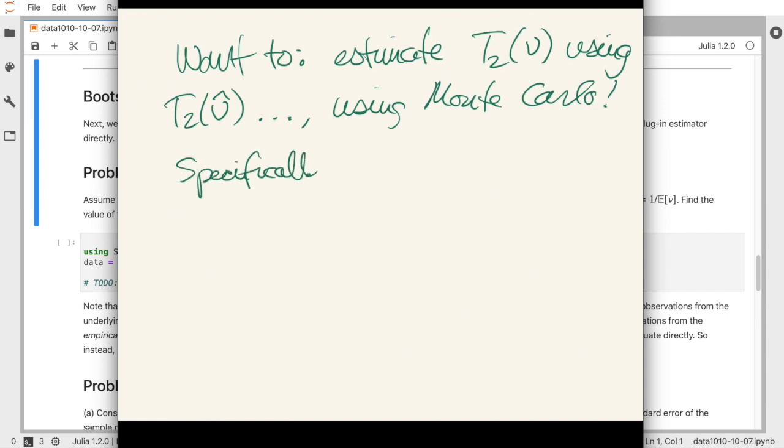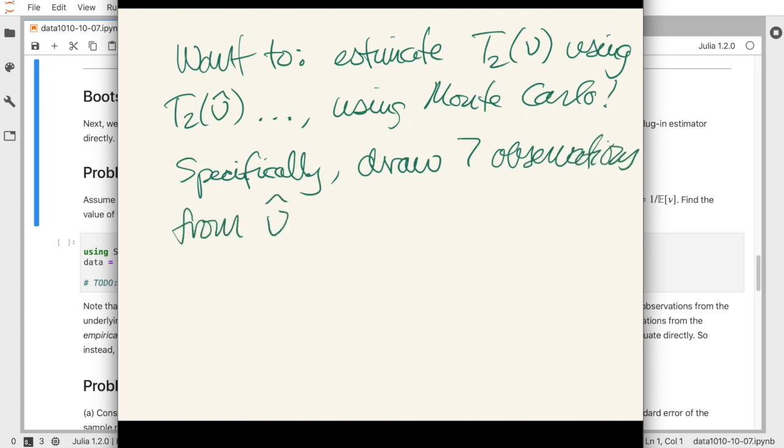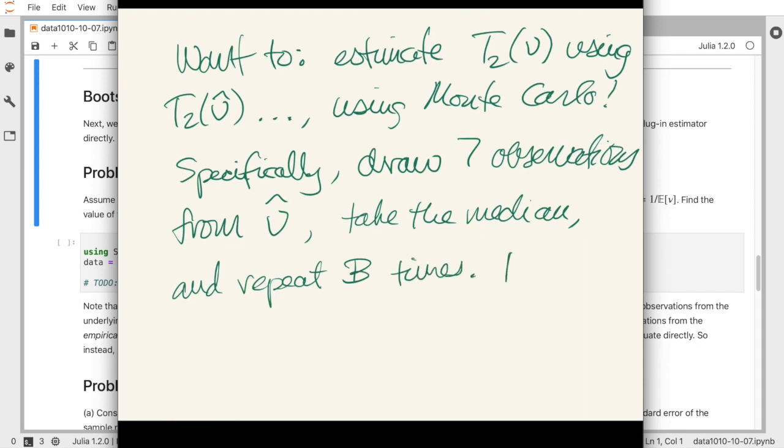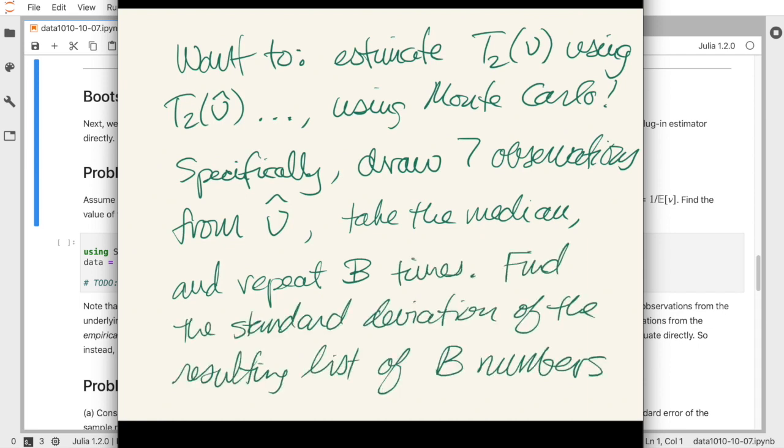So following that idea, we'll draw 7 observations from the empirical distribution, which amounts to the same thing as just drawing 7 observations uniformly and independently from those 7 observations that we have. So we're not going to take all 7 of them necessarily because we're drawing with replacement. An independent draw from a discrete distribution has a positive probability of producing the same value twice. So when we draw 7 observations from the empirical distribution, we won't be just reproducing the same data over and over again. So we repeat that procedure b times, where b is typically some large number, and then we find the standard deviation of the resulting list. So this last part is the Monte Carlo step.